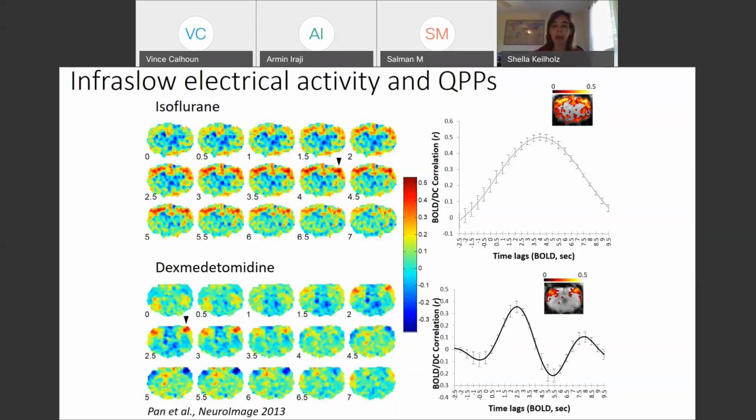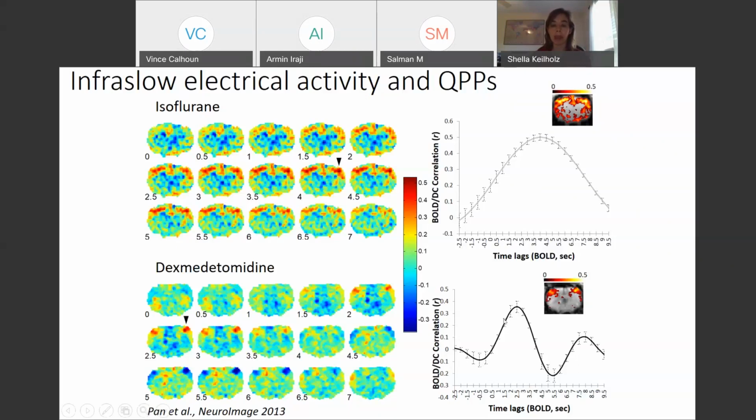And we found that this electrical activity was very coherent with the BOLD signal and showed a high correlation to BOLD at a time lag that approximated the hemodynamic delay. So that made sense. It was bilateral, even when we looked at just the infraslow activity from one electrode, like this indicated by the arrow. So it seemed like infraslow activity was a really good basis for some of these functional networks.